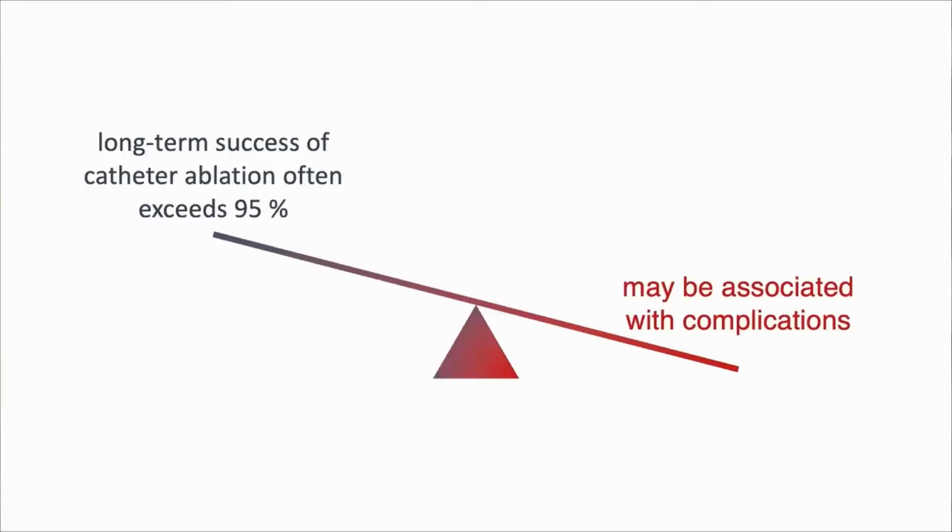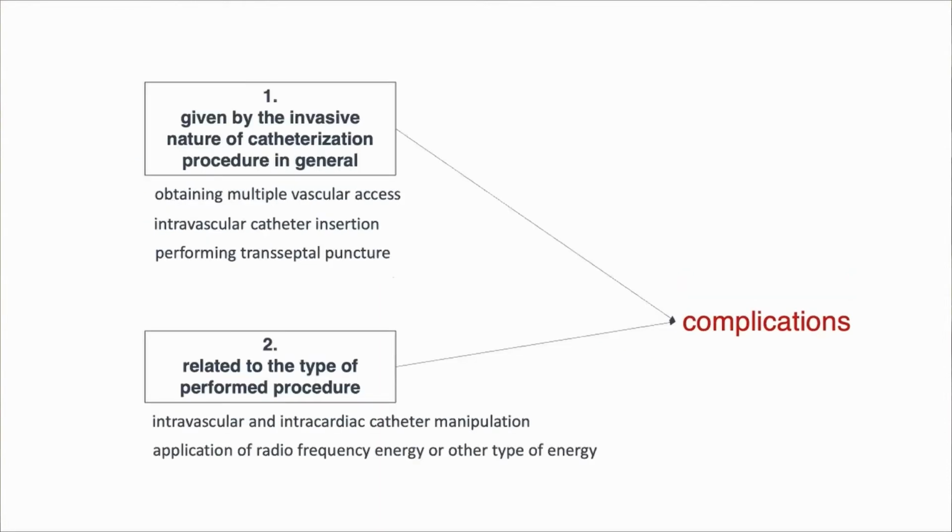Catheter ablation has established itself as a first-line therapy in the majority of supraventricular and ventricular tachyarrhythmias. Long-term success of catheter ablations of different types of arrhythmias is impressively high and often exceeds 95%. On the other hand, catheter ablations may be associated with complications.